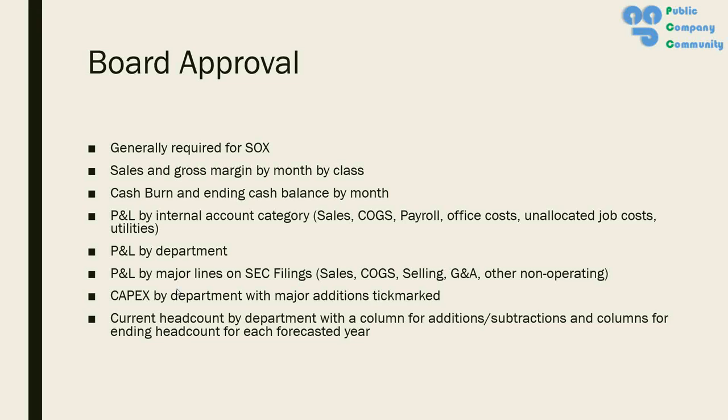And then also P&L by major lines on the SEC filings. This is important if you're looking at it from an investor viewpoint. Then you can see what we expect our sales and cost of goods sold, and what we expect our actual SEC reported income statement to look like next year. And then CapEx by department with major additions tick marked or detailed out. And then it's also good to have a headcount sheet so we can see what the proposed changes in headcount are.